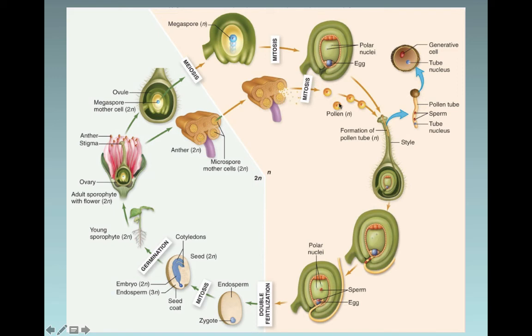Pollen is then made up of that tube cell and generative cell. The tube cell makes a pollen tube. Generative cell makes the sperm cells. All right. Now, over on the female side of things, we have the ovule inside the ovary.